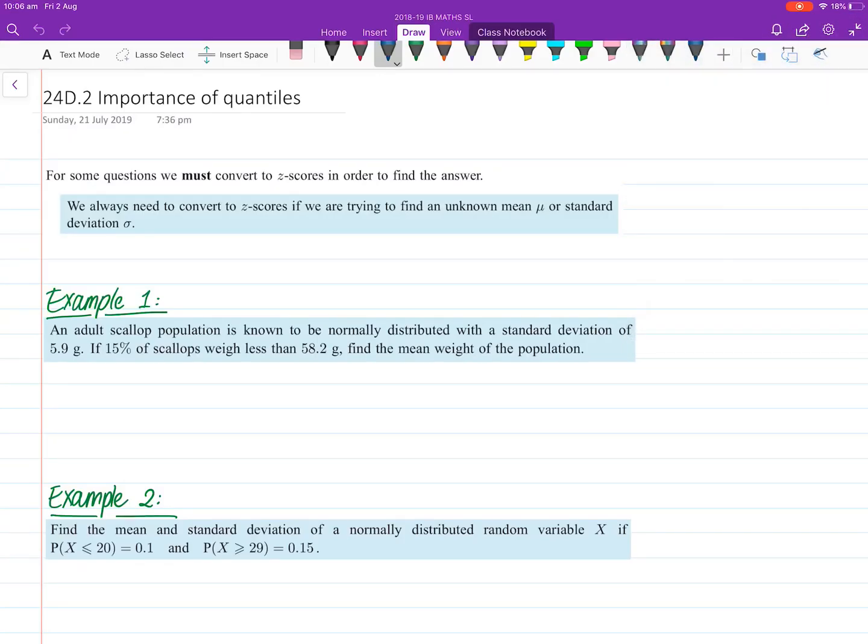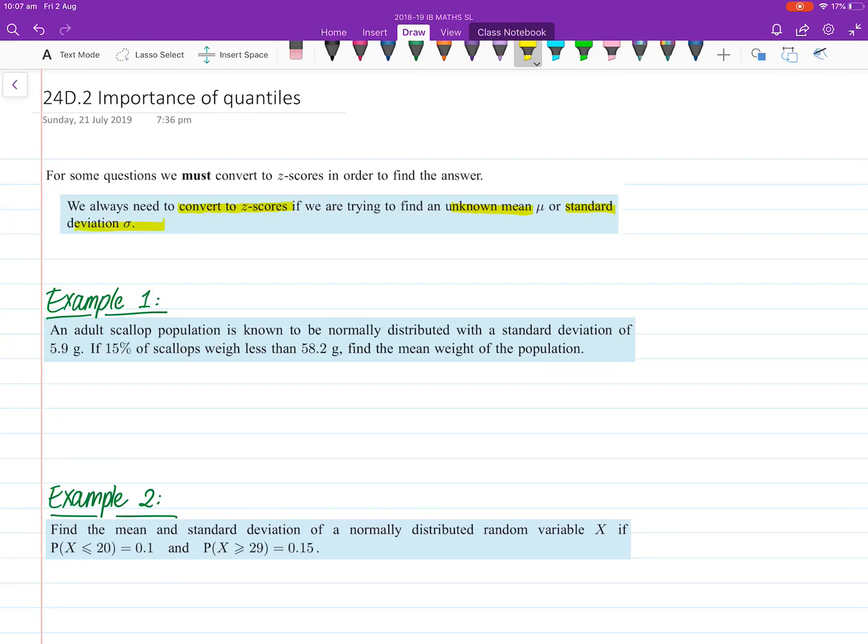This is the last one for chapter 24, guys, 24D.2, which is about the importance of quantiles. And what this one is about, which is different, is sometimes in a question you are not given the mean, mu, or the standard deviation, sigma. So sometimes we've got to convert to two z-scores, so then we can find the mean and the standard deviation.